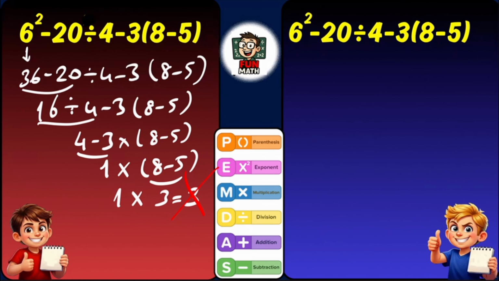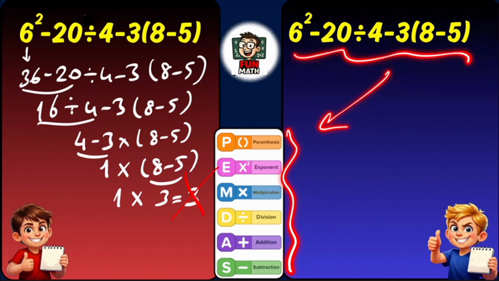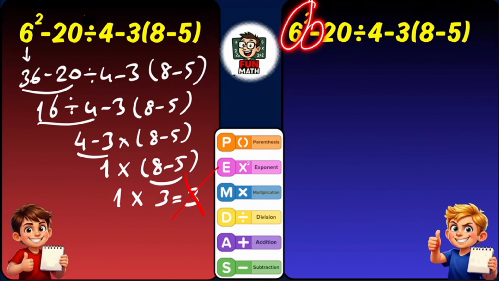Okay. Repeat. First, parenthesis, exponent, then multiplication and division, not ordered, from left to right. Then addition and subtraction, not ordered, from left to right. Okay. Now let's solve the equation according to the rule. Exponent, subtraction, division, subtraction, multiplication, parenthesis.